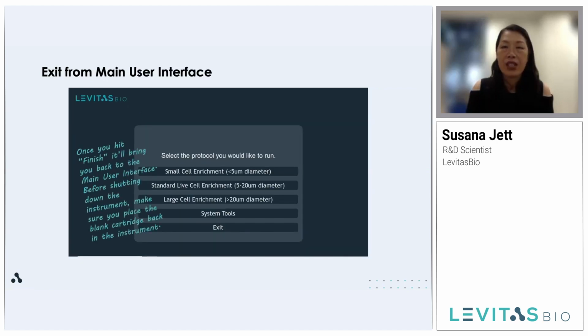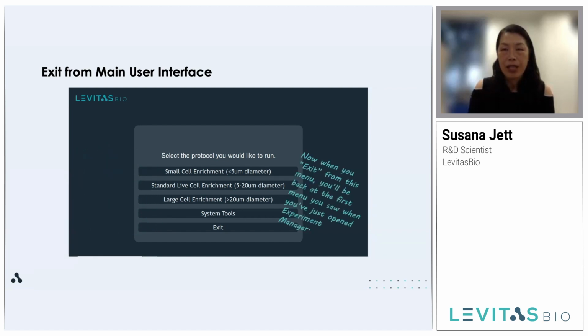Once you click Finish, it will bring you back to the main user interface. Before shutting down the instrument, make sure that the blank cartridge is placed back into the instrument. This will ensure that the magnet stays aligned and the pump connection stays debris-free on your LevitasBio. Now, when you exit from this menu, you'll be back at the first menu you saw when you just opened Experiment Manager.